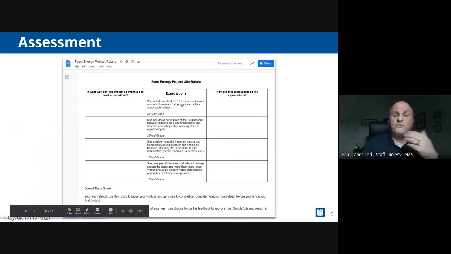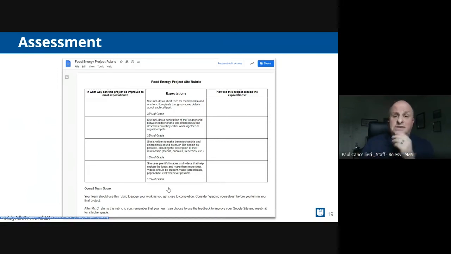And then I provide a place where, as I'm looking over the student's work, I can give them feedback about what they did that exceeds that expectation and where they might have missed the expectation and have a chance to make improvements. A really important part of this for me is that they receive this feedback and an opportunity to go back and make their project better.